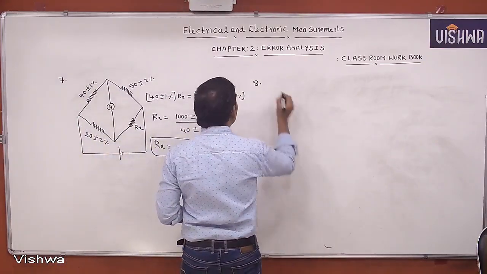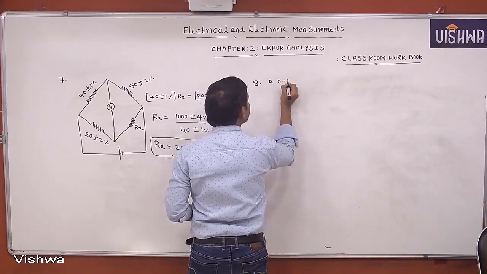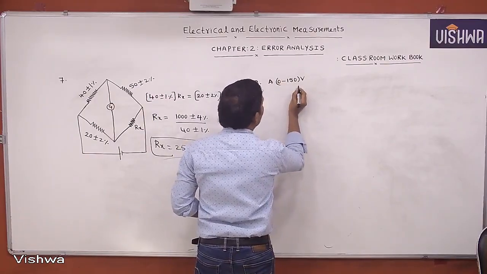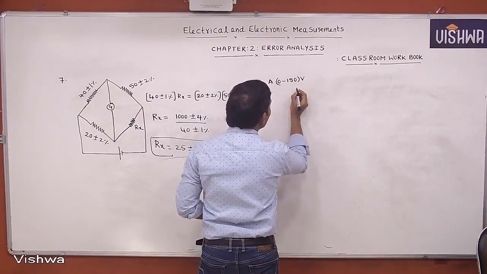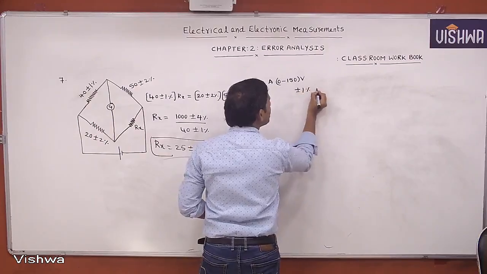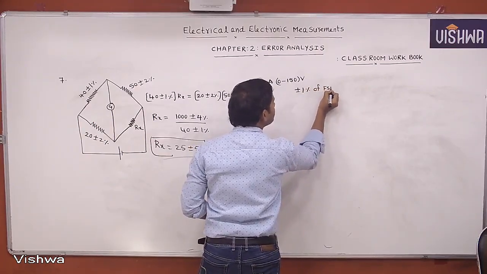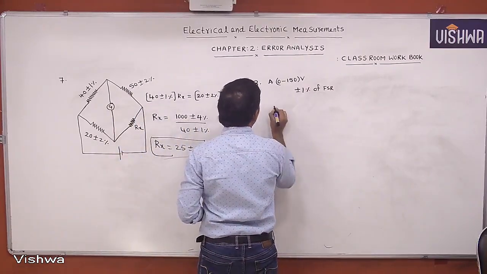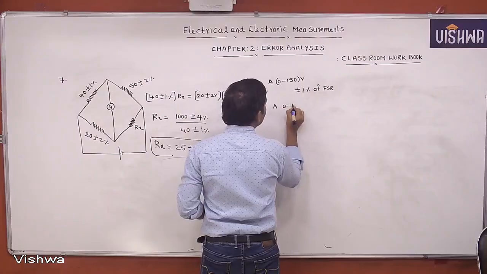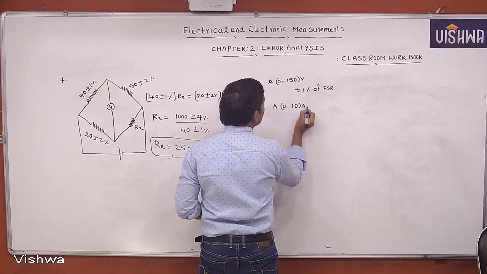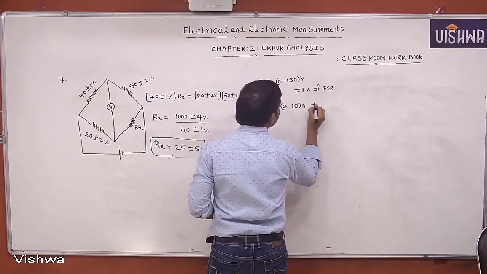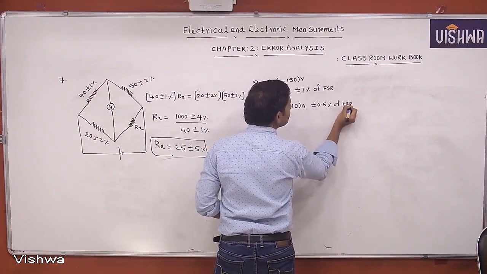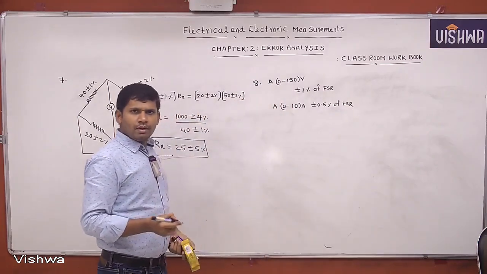Given a 0 to 150 volts voltmeter. What is the accuracy given? A 0 to 150 volts voltmeter having accuracy of plus or minus 1% of full scale reading. An ammeter is also given, a 0 to 10 ampere ammeter. What is the accuracy given? Accuracy of plus or minus 0.5% of full scale reading. Next, what is given?